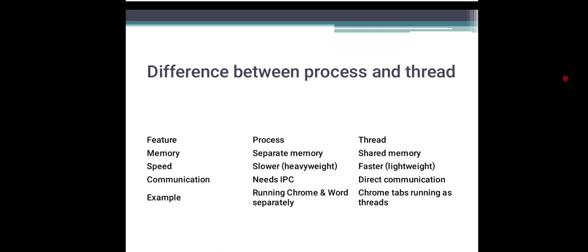Process means running Google Chrome and MS Word separately. Thread means different tabs inside the Chrome running separately but within the same process.